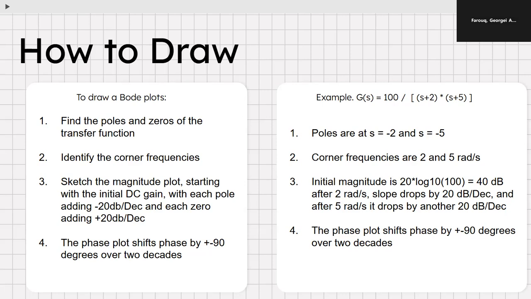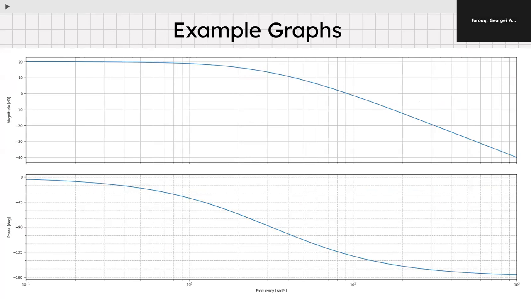The phase plot shifts the phase by plus or minus 90 degrees over 2 decades, and we can see what that would look like in these two graphs.